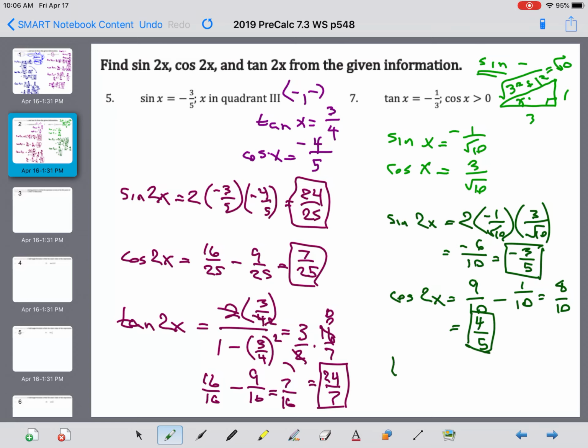And then again, my tangent of that should just be, I can take my previous two answers here. So I'm going to take this over this, cancel the divide by 5s, and I get -3/4. So that's kind of a slick way to do that.